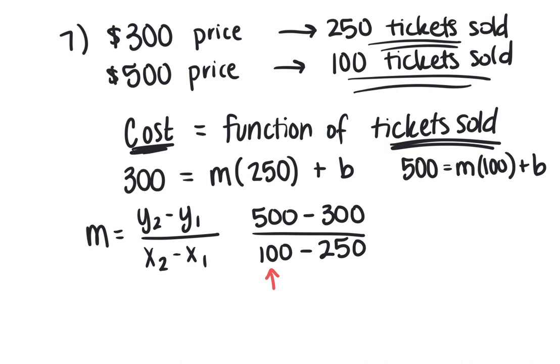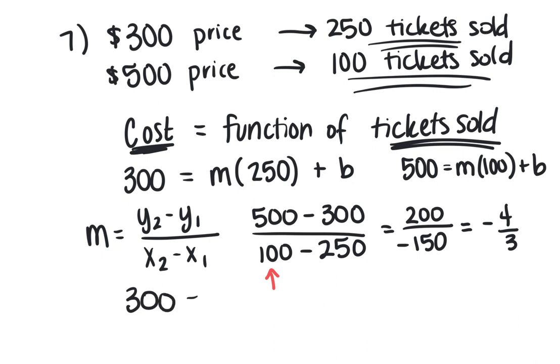And so now we can subtract the top, we get 200, subtract the bottom, we get 150 as a negative. The negative is important here, and it just means that we're going down. We divide 200 by 150, and we get negative 4/3. So that gives us our value for m. From here, we can plug it into one of the equations and use that to solve for b.